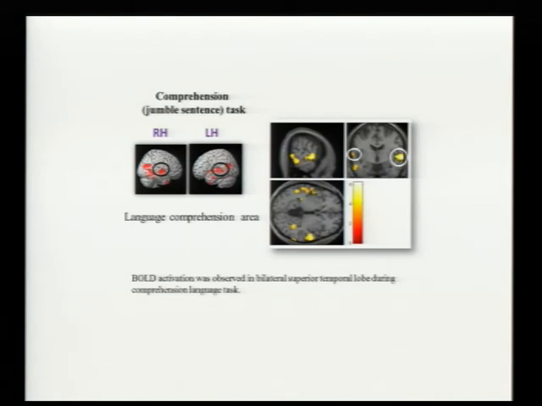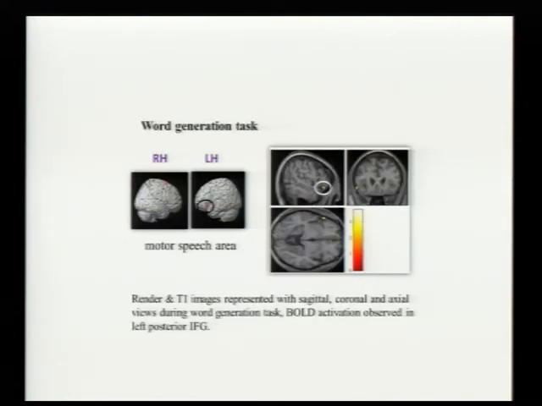Then he went on to do a complex comprehension task. In this task we gave some jumbled sentences to the subjects, and patient recruited bilateral superior temporal lobe activity. So he was having a comprehension which is even shifted to the right side. There is some amount of shifting which is seen to the right, though it is less as compared to the left. Next. So this is the word generation task. In this task we gave some simple words to the subjects, and patient recruited left inferior frontal gyrus activity. So that area we are not going to touch in the surgery. Yes. Thank you.